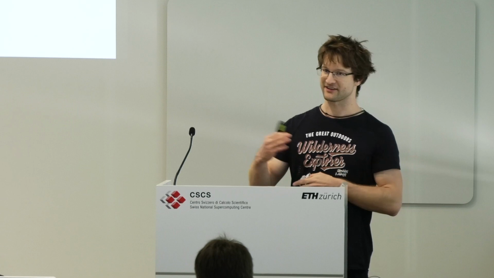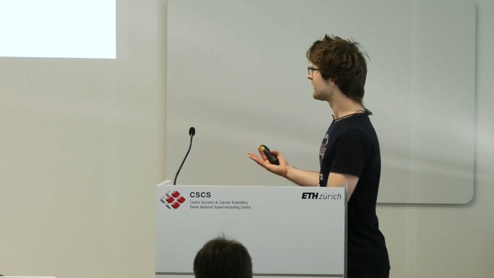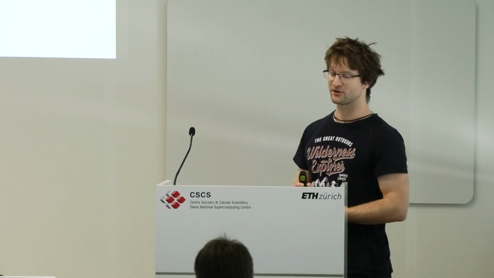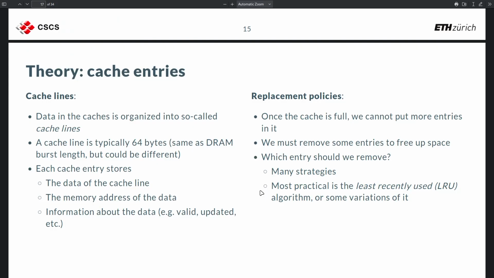So we talked about putting data into the L1 cache and other caches, but what is this data exactly? It's organized into so-called cache lines. Now, a cache line is basically just a block of data. So there is no such thing as putting 1 byte into the cache. You can put either a full cache line or nothing.